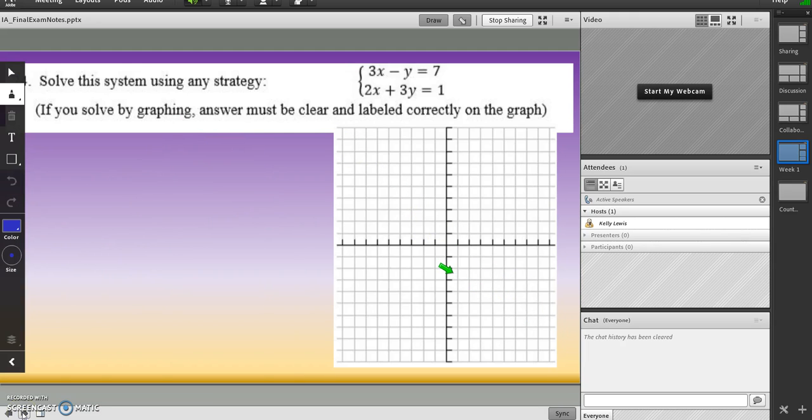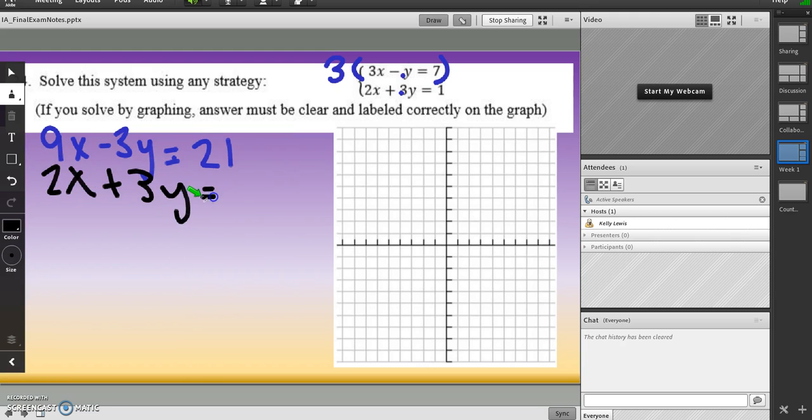Right here, I need to solve this system. So to solve this system, I can do graphing. I can do substitution, where I get y equals something and then substitute it into the other one. Or I can do elimination, which is I can make 2 letters equal the same thing. So if I take this one and multiply by 3 so that these both have 3, then I could eliminate some stuff. So 3 times 3 is 9. 3 times negative 1 is negative 3. 7 times 3 is 21. And then I'm going to write the original one how it was: 2x plus 3y equals 1.